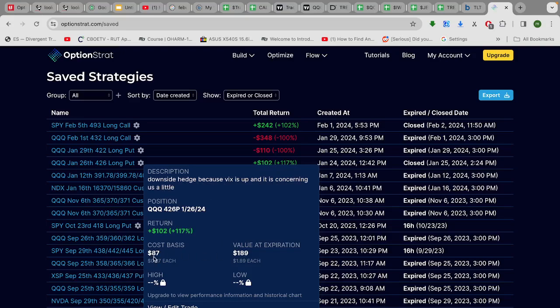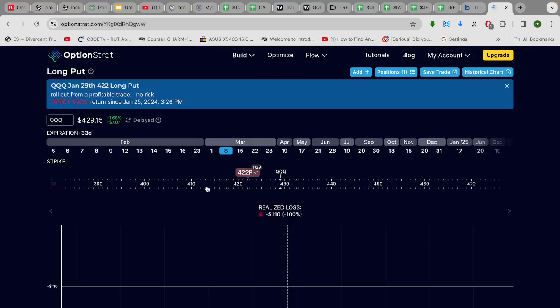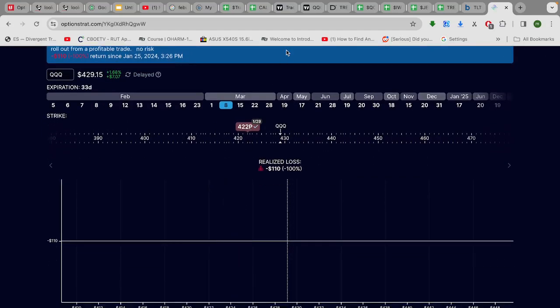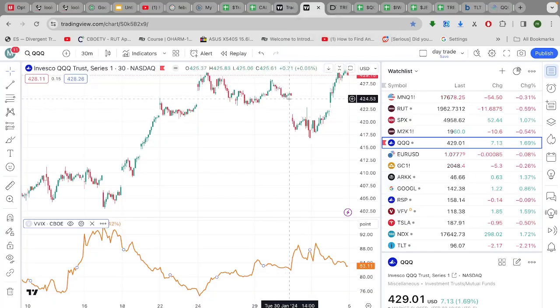I did all this in real time. It cost 87, sold it for 189. And so we took our money, took our 102 bucks and put it in the profit, and then reinvested the profit in the 422 puts. Well, unfortunately, they were for the 29th. I didn't buy enough time, because the 29th ended right there. Mine expired two days soon. I needed two more days of time. That's fine. Anyway, that was a nice trade.